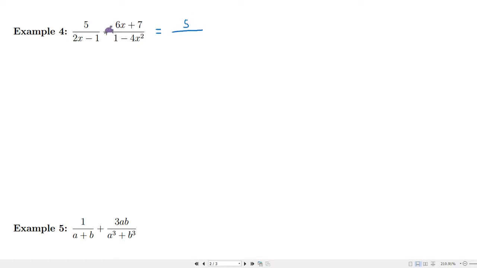The first denominator, we're not going to really be able to factor any more out of that. There are no common factors other than 1, so that's not going to make it any better. So 6x plus 7. And then what about this denominator here? Well, we have a difference of squares, right? This is 1 squared, and this is (2x) squared. So we can write this as (1 minus 2x)(1 plus 2x).